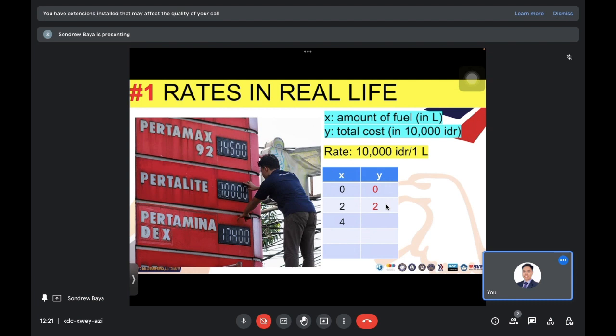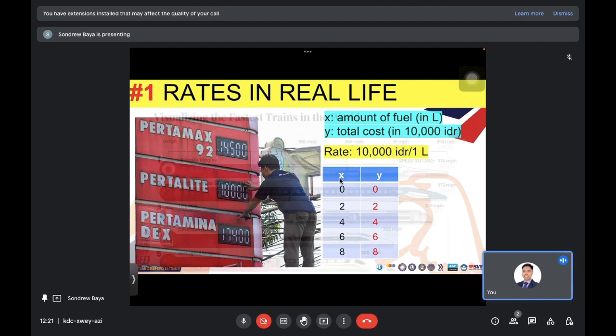What do you think? Great. This is now 40,000 Indonesian rupiah. 6 liters, that's 60,000 Indonesian rupiah. 8 liters, that's 80,000 Indonesian rupiah. See, this is the use of rates. It tells you how to determine the Y, or how the Y changes every time we change the X values. So we are in control of the X values, whereas the Y values depend on the X values. That's why we call this dependent and we call this independent.